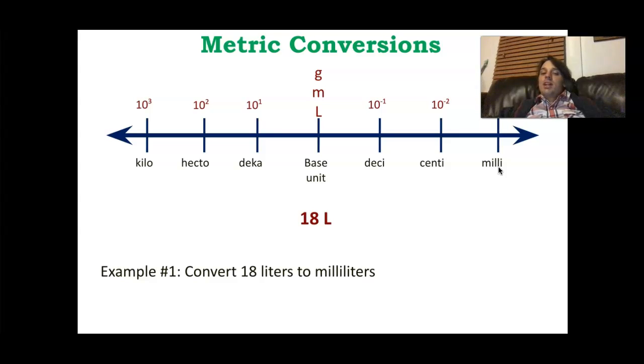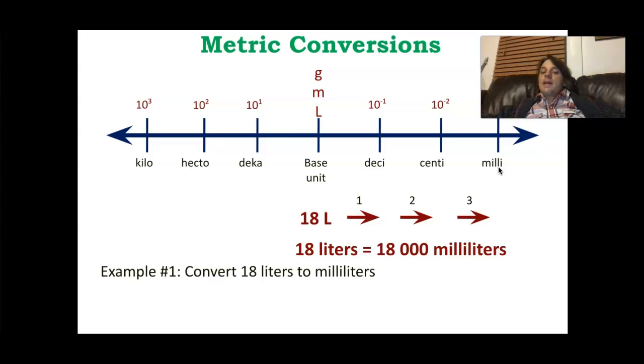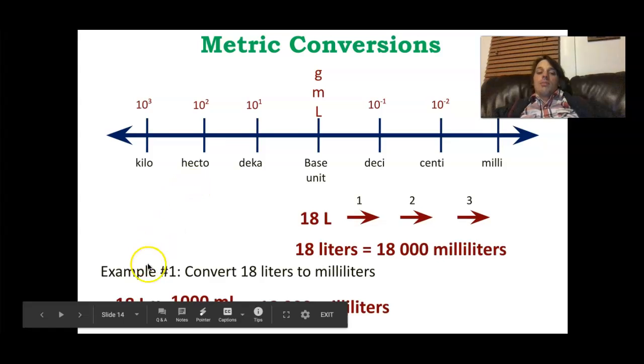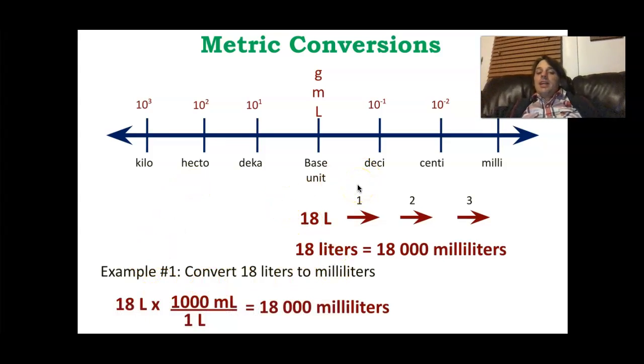18 liters to milliliters. Using my metric number line, I move 3 places to the right. 18 liters equals 18,000 milliliters. Okay? You could also convert using dimensional analysis, going from liters to milliliters. Liters is going to go on the bottom, milliliters goes on top. I multiply there and get my answer. We're going to focus more on the dimensional analysis method Thursday or Friday.